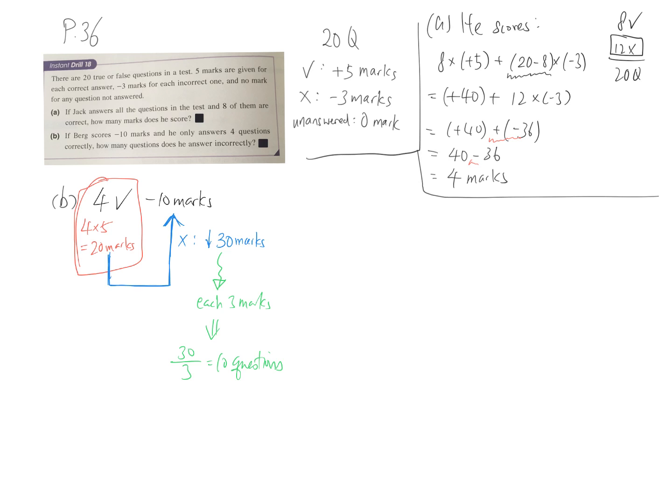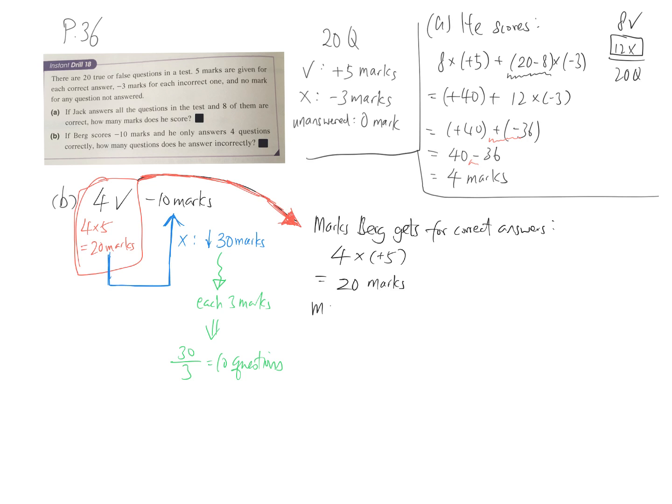Okay, so how can we write it out? We can write it step by step with English words. So here first we need to write this one out. That is the marks scored because of the correct answers. So we can write: the marks got for correct answers is 4 questions times 5 marks each, positive 5, which is 20 marks.